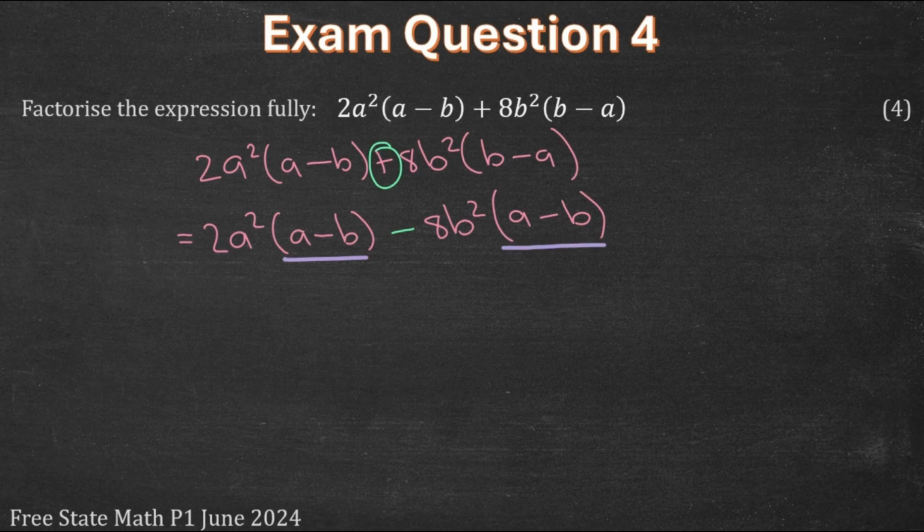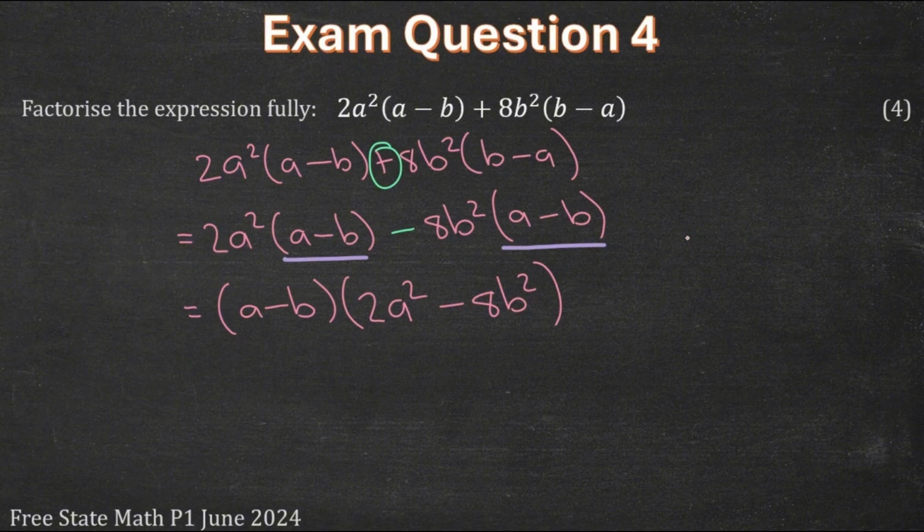So we can take this bracket out as our common bracket. So what we'll do is I will write this down and then I will open up another bracket and then we will see what is left over. So I'll take this 2a squared times with a minus b and I divide it with my common bracket. And that leaves us with 2a squared. And here we've got negative 8b squared times a minus b. Don't forget this negative sign. Divided by this HCF, that gives us negative 8b squared.